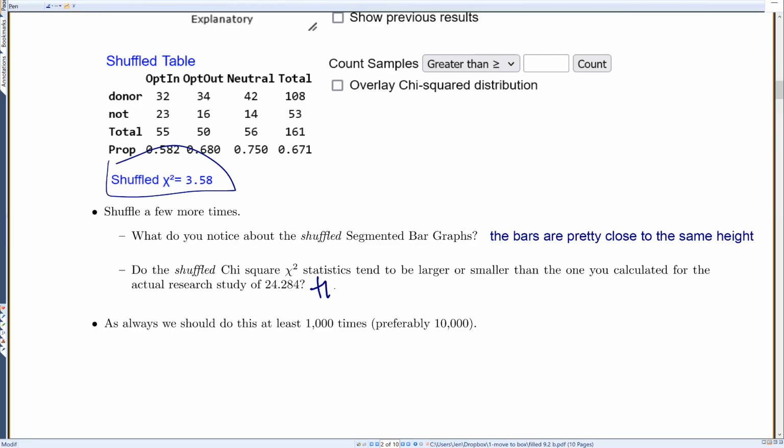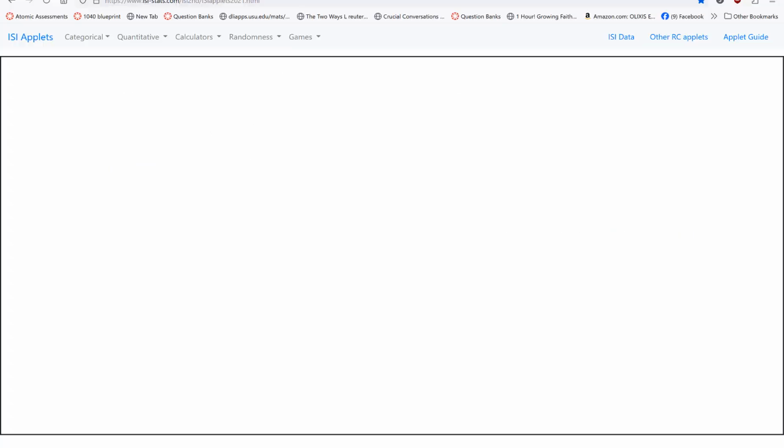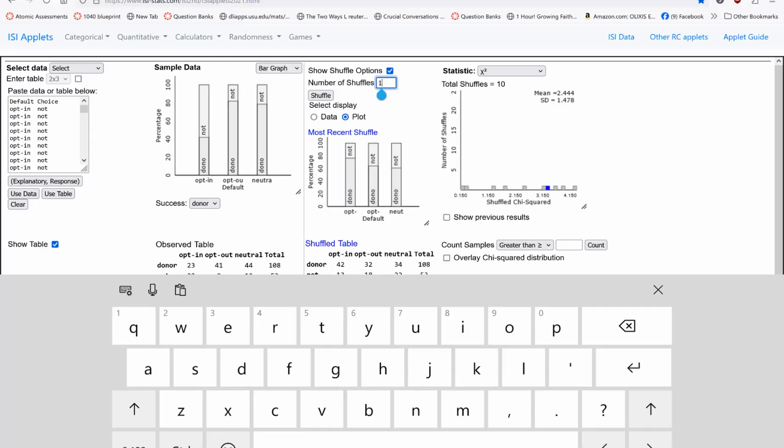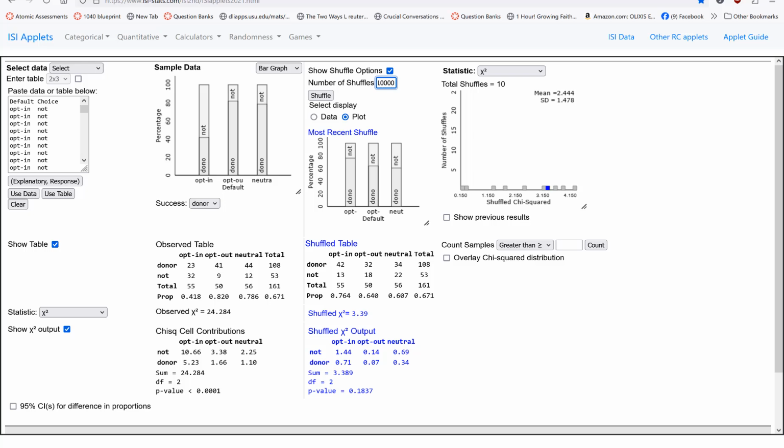So we could say they are smaller. Okay, and as always, we should do this at least 1,000 times. The textbook always says 1,000 times. I like to do 10,000 times so that you and I get pretty close to the same answer. Okay, but some big data sets you won't want to do it that many times. But the chi-squared one seems to go pretty fast.